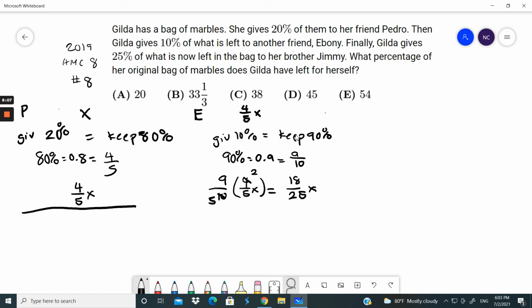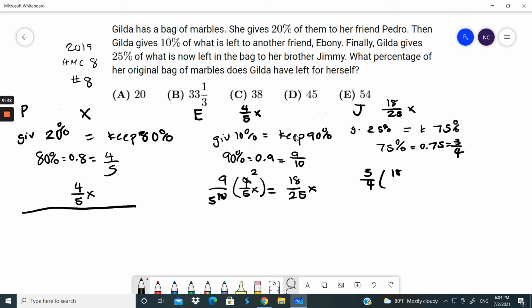Finally, we want to figure out how many she had left after she gave to Jimmy, J, and she had 18 over 25x originally. She gave 25% away, meaning that she kept 75%. 75% is equal to 0.75, which is equal to 3/4. 3/4 times 18 over 25x is equal to 54 over 100x. I could have simplified here 4 and 18, but I liked to keep it unsimplified because I ended up with such a nice number in 100 right here.